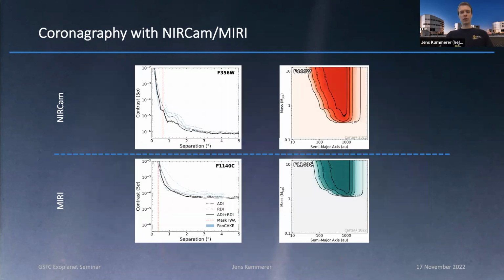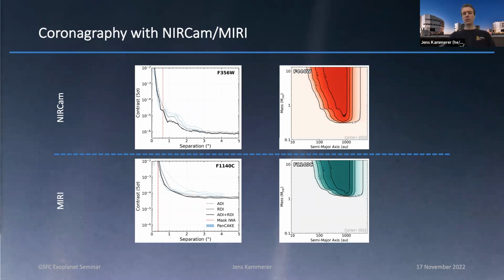And speaking about contrast curves, that's what I wanted to show next. So basically with NIRCam, we get down to a contrast of about 10 to the minus 6 in the background limited regime outwards of 2 arcseconds or so. And then inwards of that, we are limited by the throughput of the coronagraphic mask.